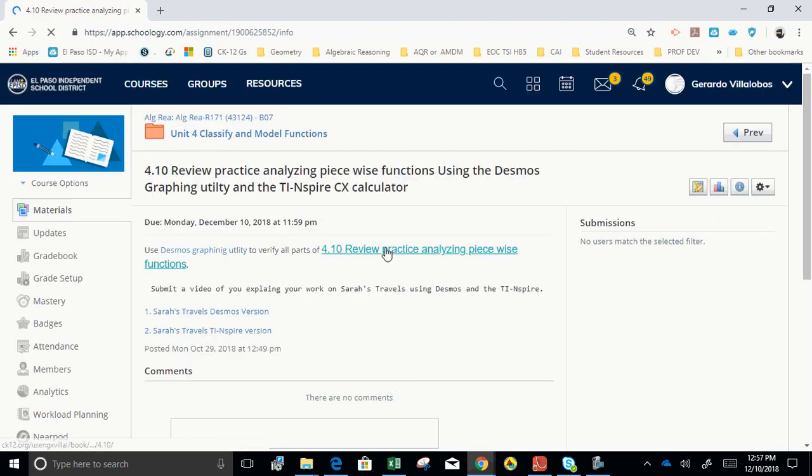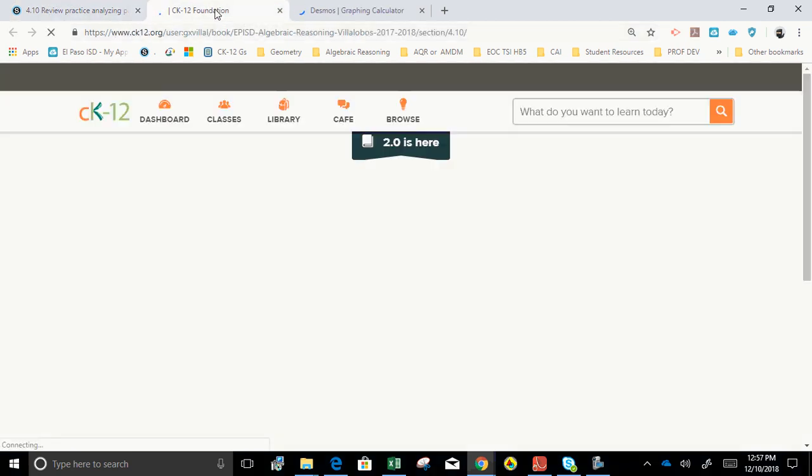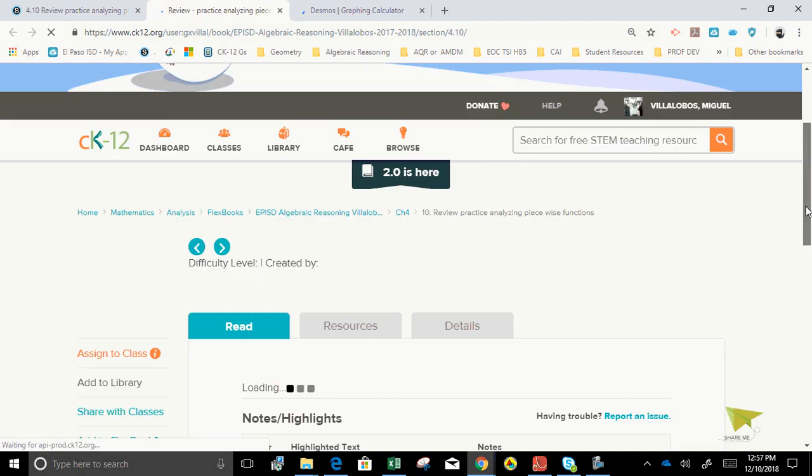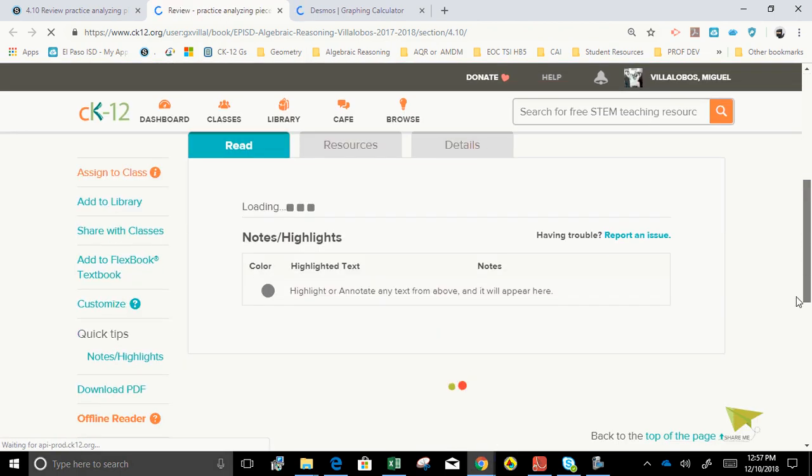Here we have the book, and here we have the graphing utility. Here are the previous versions of the video that we're making now. So here's the story that we need to look at, and we go down and we highlight the text.